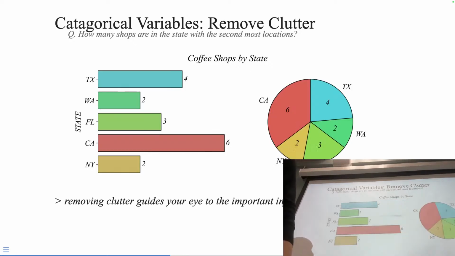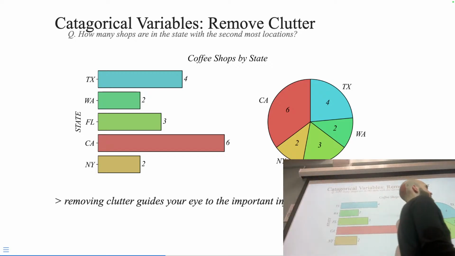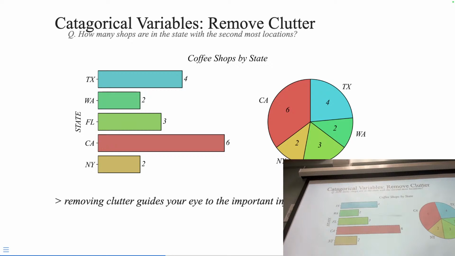What if I were to ask you for how many shops are in the state with the second most locations? Take 10 seconds. All right, hands for bar, hands for pie. Oh, interesting. There are more hands with the pie chart. To me, this one is the most in favor of the bar. Someone want to represent the pie graph? Why this one?